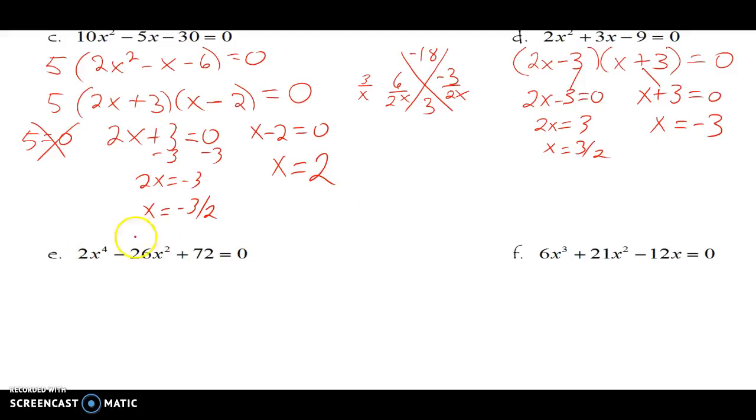In this first one, this is a 4th degree, but it's a 4th and a squared. We want to look for a GCF, and we do have one of 2. So I'm going to take that GCF out first.